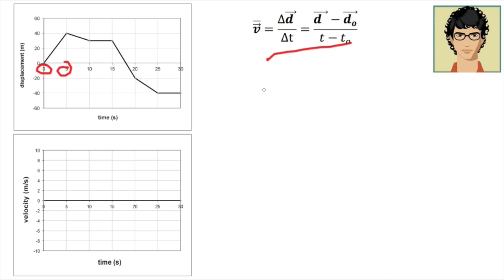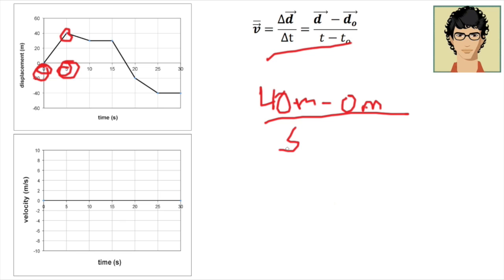What we have is d minus d naught. We have 40 meters over here, this is where we went to, and we started at the origin, so it's 40 meters minus d naught, 0 meters, divided by the time interval, 5 minus 0, so 5 seconds minus 0 seconds. And what we get is 8 meters per second. So I'm going to encode that over here in velocity versus time.